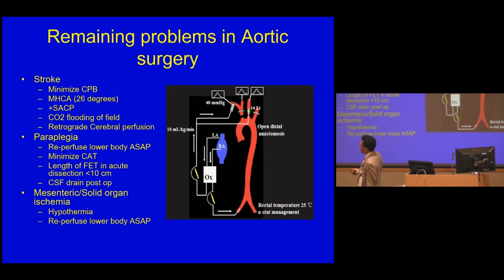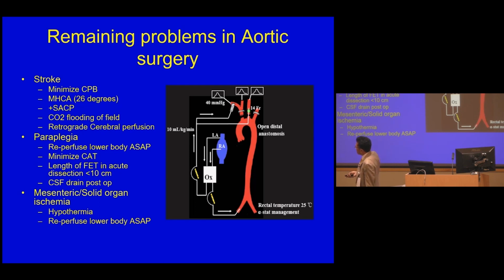We're also perfusing the solid organs so that we decrease the amount of acute liver failure or renal failure as well. The length of the frozen elephant trunk, we try to keep it to approximately 10 centimeters. If we are going all the way across the arch, then we will put a longer stent, maybe a 15, or if we go to the left carotid, or if we go beyond the brachiocephalic trunk, then I would put even a 20 centimeters length stent, because this arch will eat up at least 5 to 10 centimeters of length.